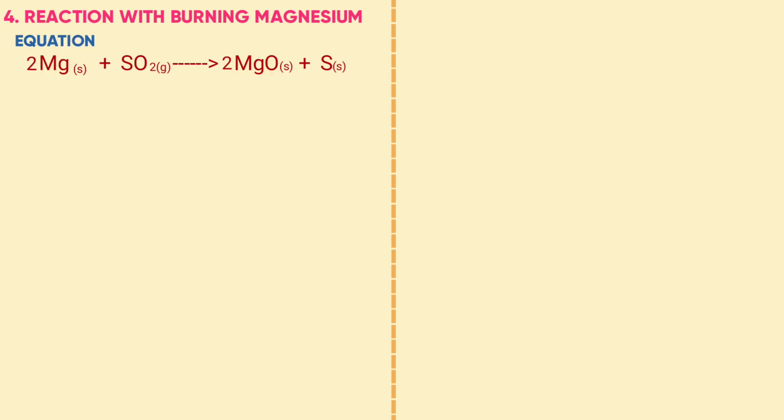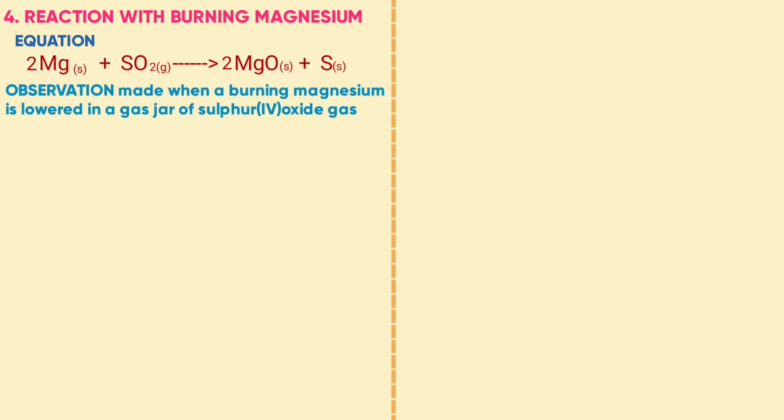Next is the reaction with burning magnesium. The equation for the reaction is magnesium plus sulfur dioxide, arrow, magnesium oxide plus sulfur. Now, the observations made when a burning magnesium is lowered into a gas jar of sulfur dioxide.